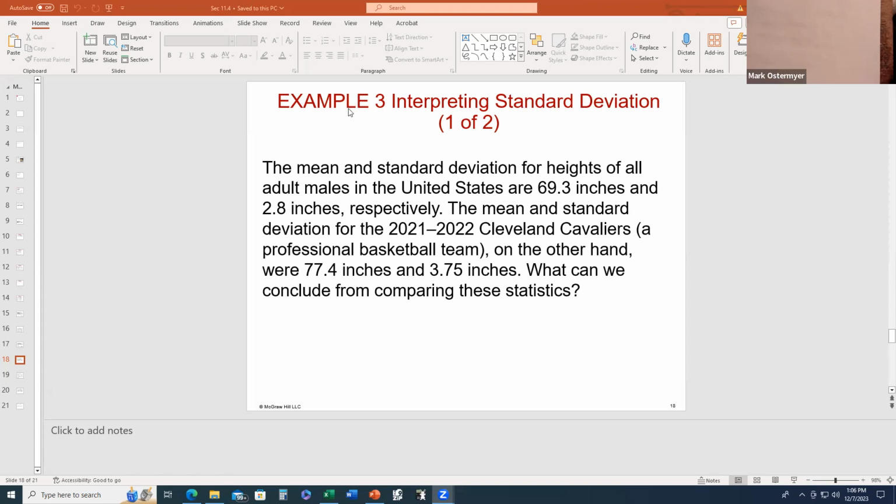Now it says the mean and standard deviation for the 2021-2022 Cleveland Cavaliers, which is a professional basketball team, on the other hand, were 77.4 inches and 3.75 inches for the standard deviation. Now we have a problem. Do you agree? If you build a doorway that's 72 inches tall, granted, that's usually going to accommodate just about all the average Joes that exist in the populace. But then you got your basketball players here, ladies and gentlemen. You got people that are taller than 72 inches. These people might have to duck. Do you agree?